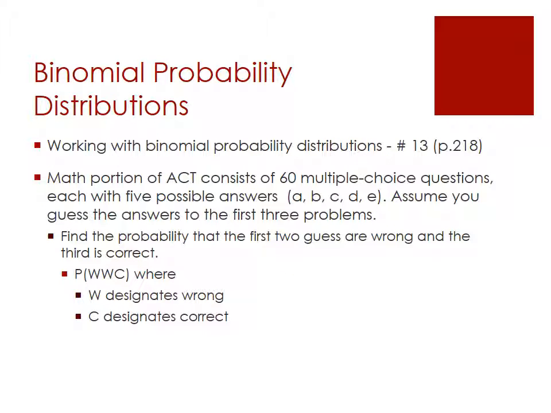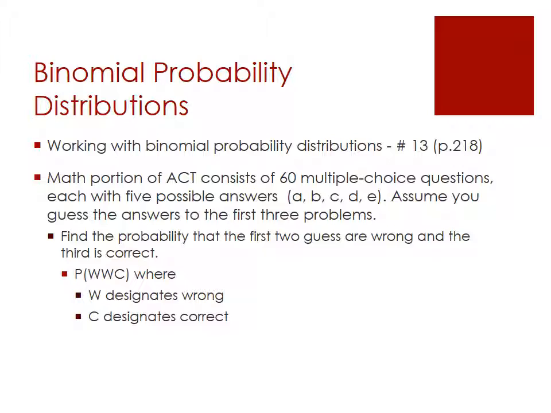Alright, now we're going to work a little bit with these distributions, solving problem number 13 on page 218. So here, the math portion of the ACT consists of 60 multiple choice questions, each with 5 possible answers, A, B, C, D, and E. Now, assume that you guess the answers to the first 3 problems. We want to find the probability the first 2 guesses are wrong and the third is correct.